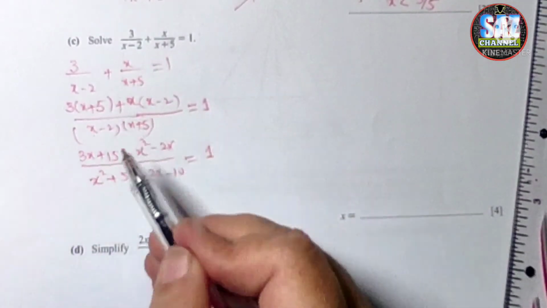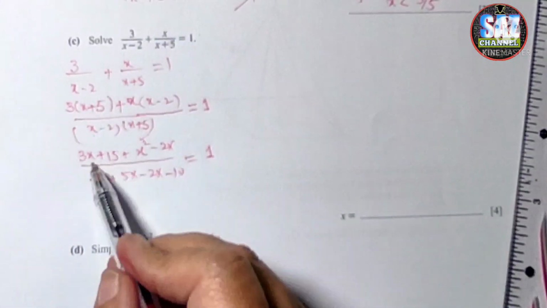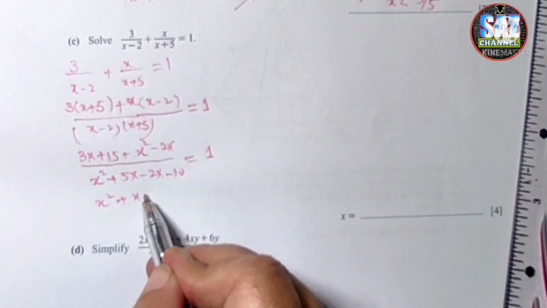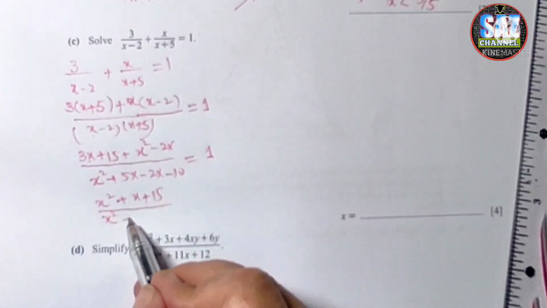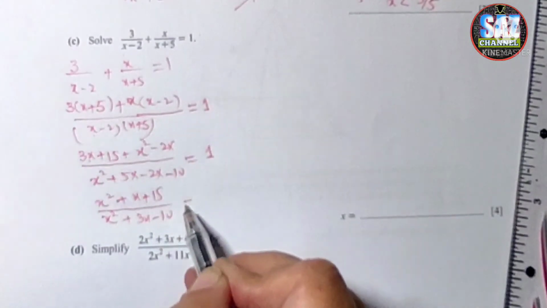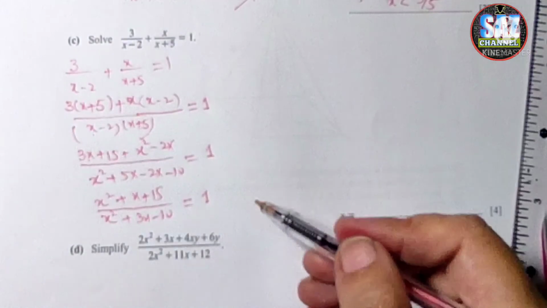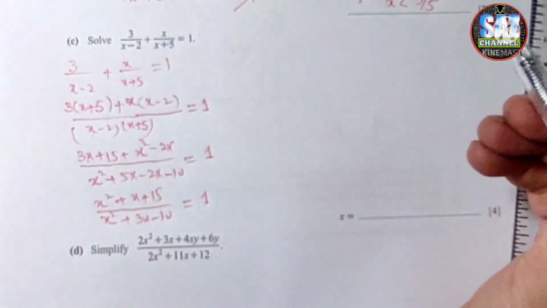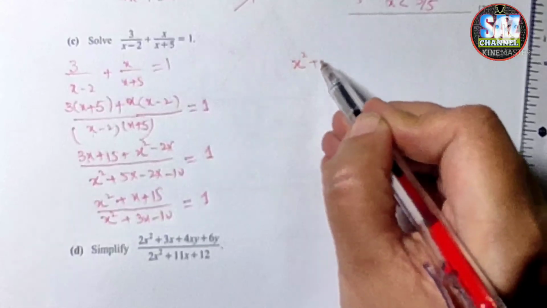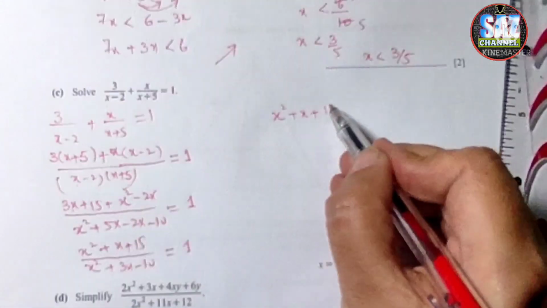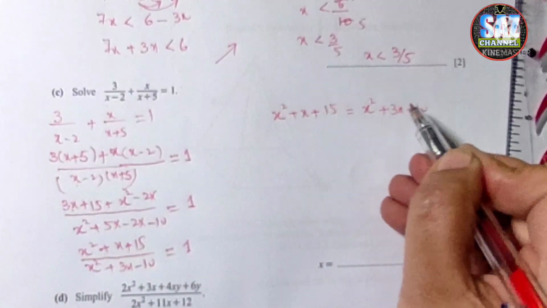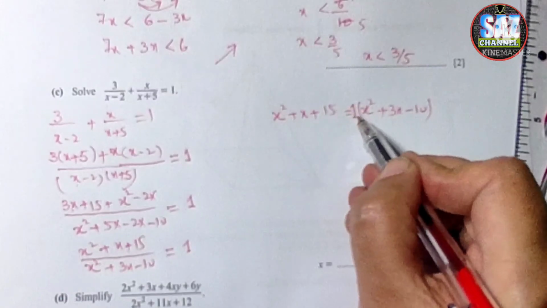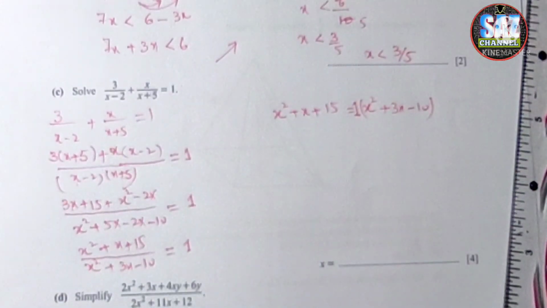Okay, now look, x square, 3x minus 2x is x plus 15 upon x square plus 3x minus 10 equals 1. Go for cross multiplication, and the question will take the form x square plus x plus 15 equals x square plus 3x minus 10, because this whole bracket is multiplied by 1.